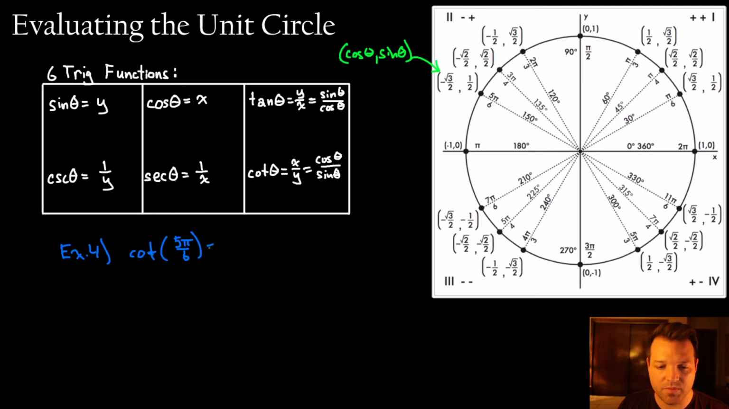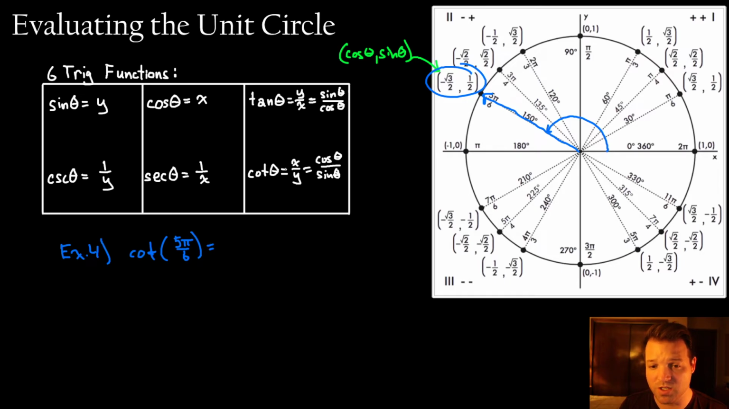All right. So first things first, 5 pi over 6. Where in the world is that? Well, I'm going to start on my initial side. I'm going to go around until I hit my 5 pi over 6 angle right here. And so I'm interested in this guy right here, this terminal side. And so here we go. Here's my x and my y.